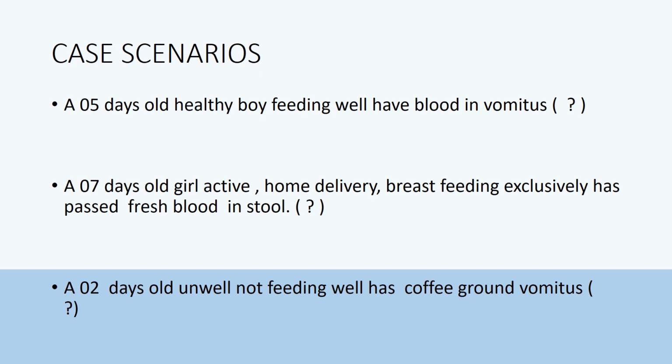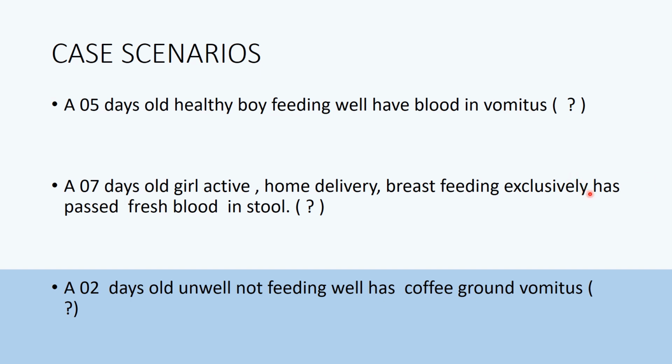Now, it would be very appropriate and important at the same time to look into some of the cases whereby these children tend to present to the physician. The first three are of the neonatal age group. The first one is a 5 years old healthy boy who has been feeding well, and the mother complains that she has noted blood in the vomitus, and she also complains that she has some pain during breastfeeding.